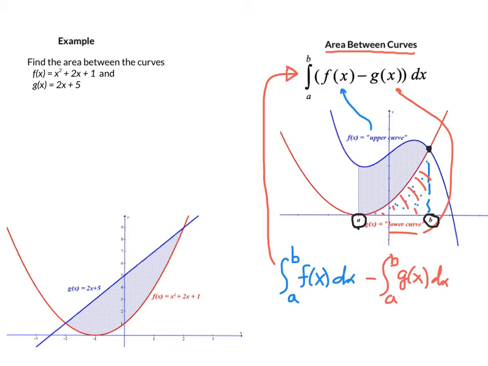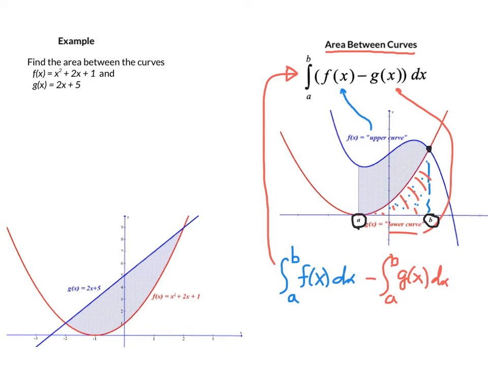So here in our example, we're looking for the area between the parabola y equals x squared plus 2x plus 1 and the line y equals 2x plus 5. And so we have the graph of that here, and the first thing you should probably notice is that the upper curve here is g of x and the lower curve is f of x.